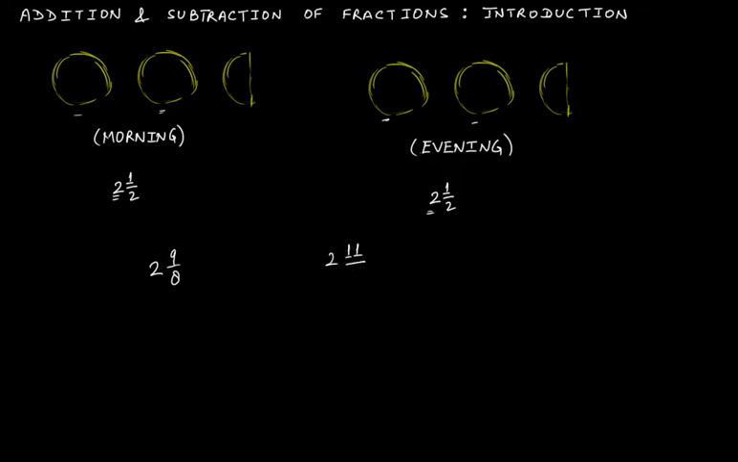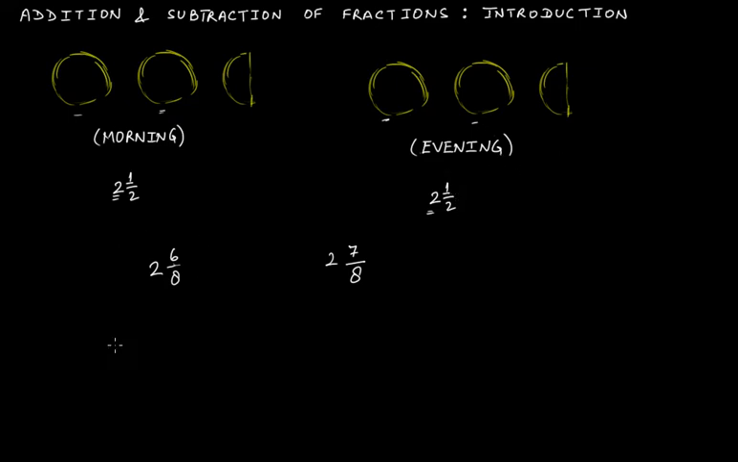Or even, let's say, not that. Let's take 2 and 6/8, and 2 and 7/8. Now, what you did before was very simple: 2 and 2 makes 4, half of this one and half of this one makes 1. So 2 plus 2 is 4 and half plus half is 1, therefore the total is 5 chapatis.